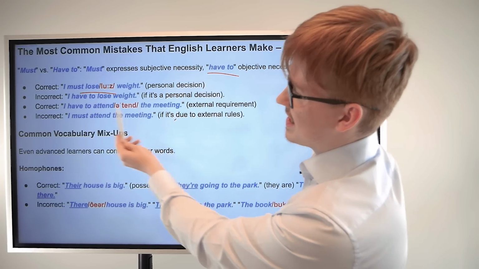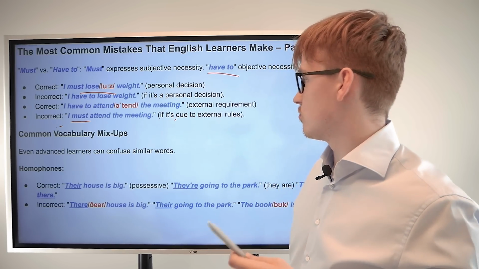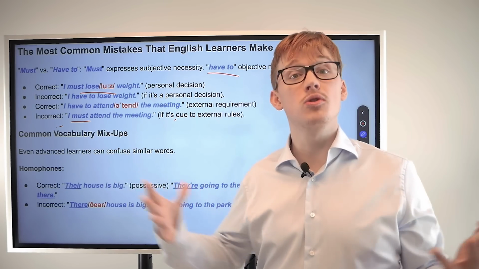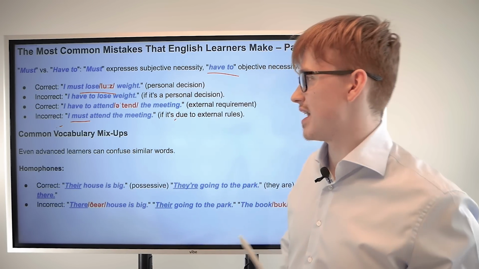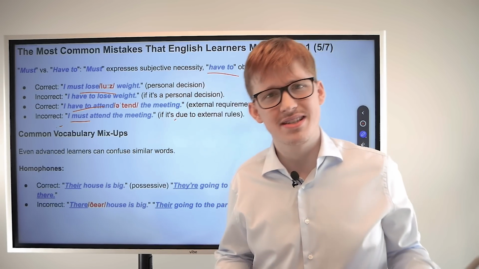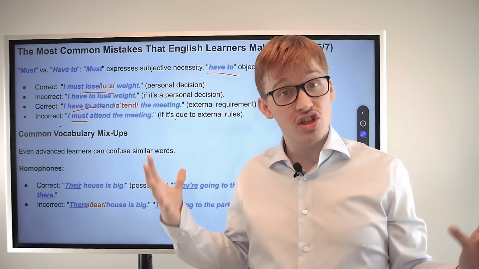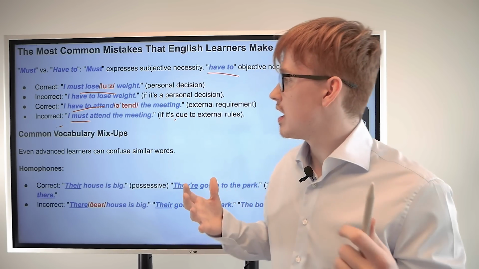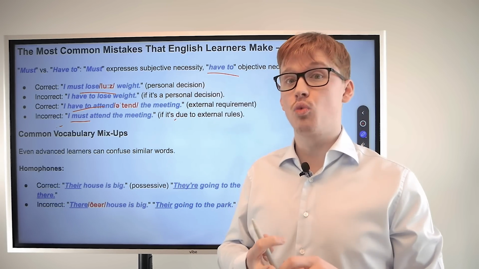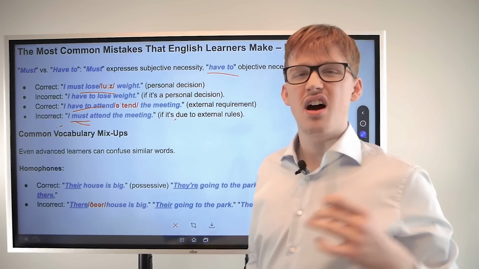And as it says here, it's incorrect with must if it is due to an external rule. We shouldn't say, I must attend a meeting if someone has told you that you have to do that. That would be incorrect. We should instead use have to. So just remember that slight difference there. Have to being something has been done from the exterior to you and you need to do that thing. And a more internal thing that you want to do and that you feel like you have to do would be must. I must do that.